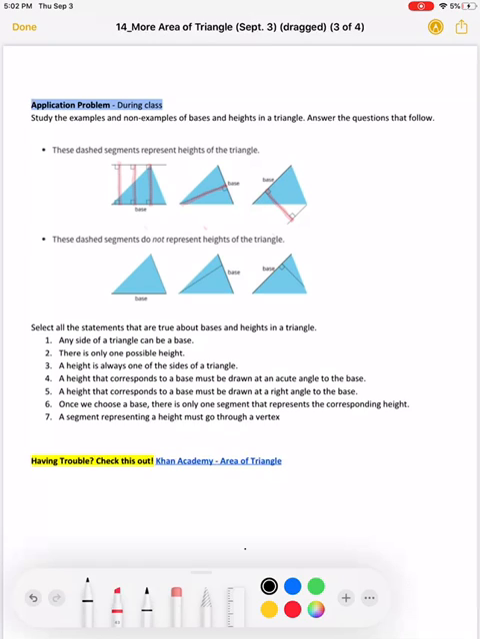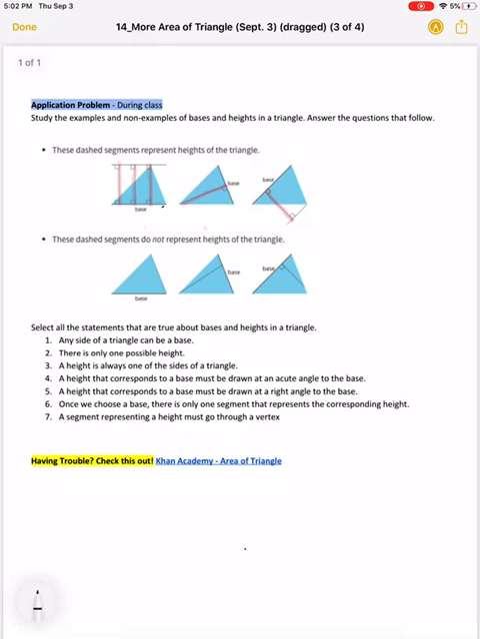We're going to select all that are true about the base and the heights in a triangle. Any side of the triangle can be the base. Okay, I look here. Here the base is at the bottom. Here it's on the side. Here it's on the top. So that looks to be true.